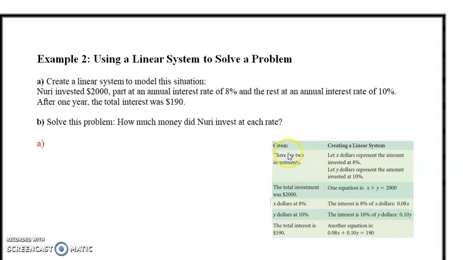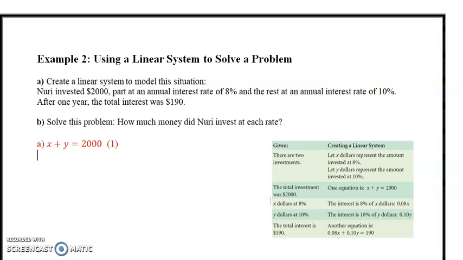So what do we know? What are we given? There are two investments, one at 8%, one at 10%. So we'll let X be the amount of money invested at 8%, and Y the amount at 10%. And the total investment was $2,000. So that'll give us the equation X plus Y is equal to $2,000 because it's an amount, right? It has nothing to do with the interest. The interest is the 190. So that would be equation number 1. Equation number 2 will have the interest involved.